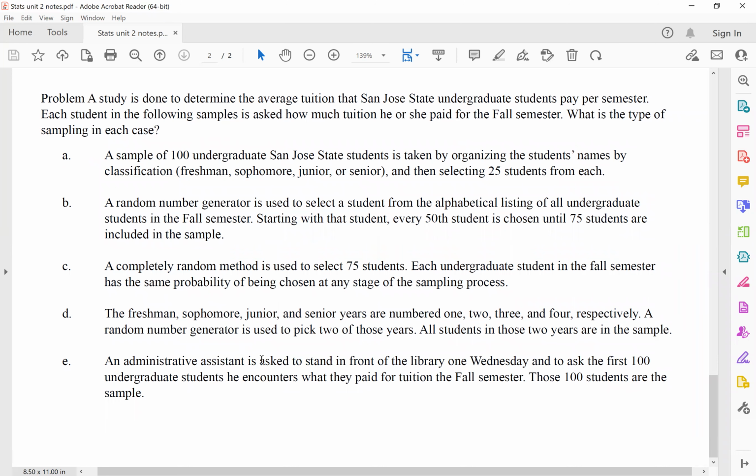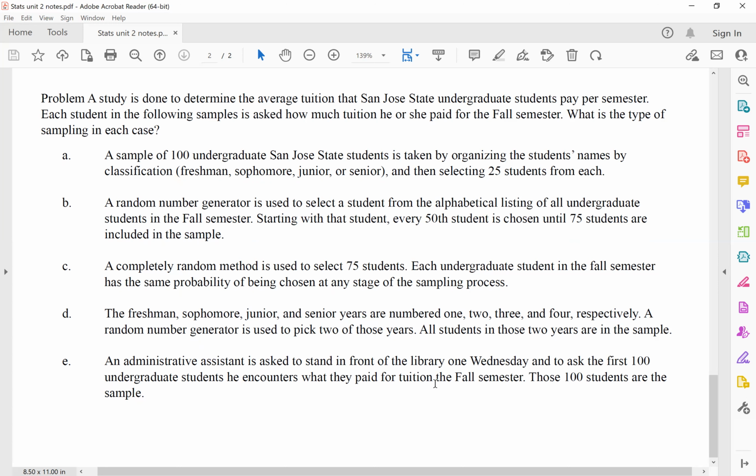An administrative assistant is asked to stand in front of the library one Wednesday and to ask the first 100 undergraduate students he encounters what they pay for tuition the fall semester. Those 100 students are the sample. See how this person didn't have to do much? He just went to the library, and the first 100 people that passed, he asked them, how much did you pay for tuition? Right? They're doing a survey on how much tuition costs.